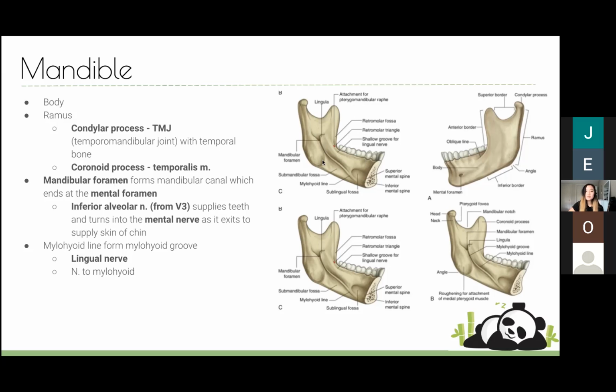The mylohyoid line, or this line, is where the lingual nerve is, as well as the nerve to the mylohyoid. So with lots of dental procedures and things like that, you can accidentally hit the lingual nerve instead of the inferior alveolar.